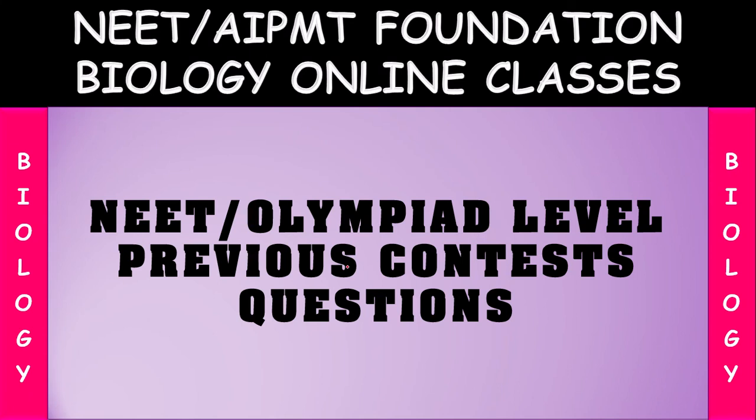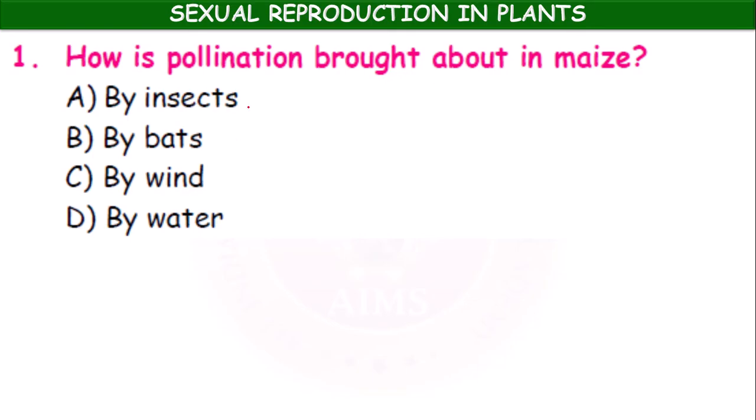NEET Olympiad level previous contest questions. The question number 1. How is pollination brought about in maize? Pollination in maize by insects, by bats, by wind, by which one? How does the pollination occur in maize? It occurs by wind.